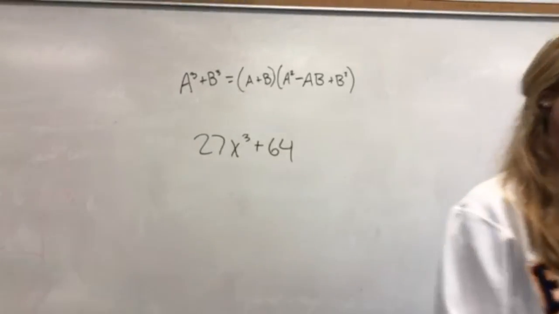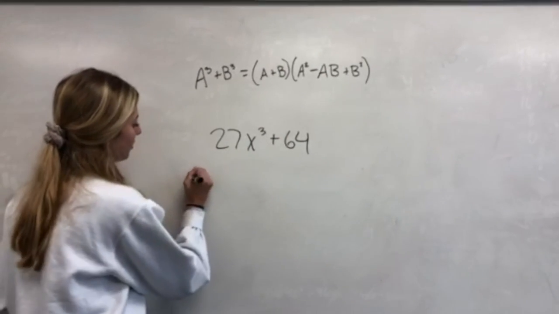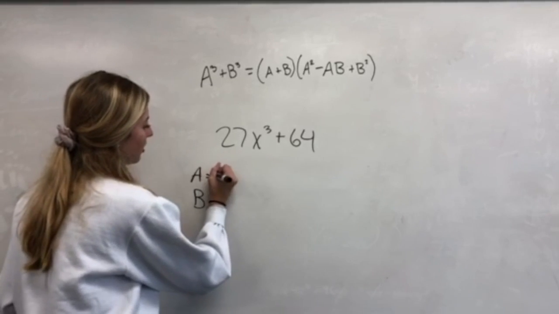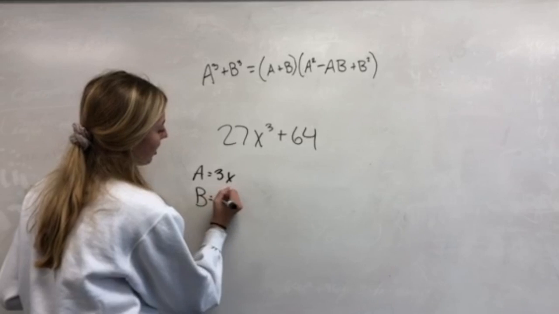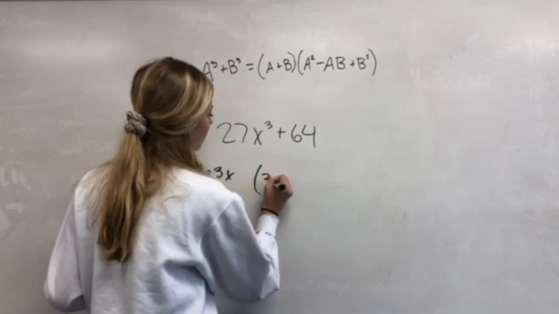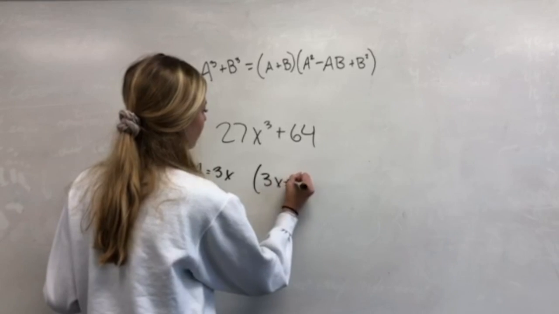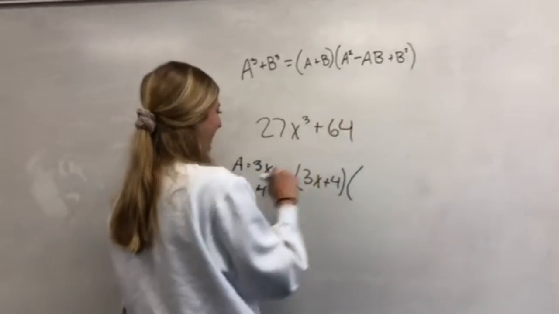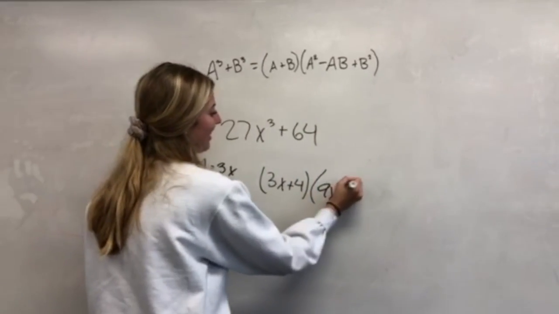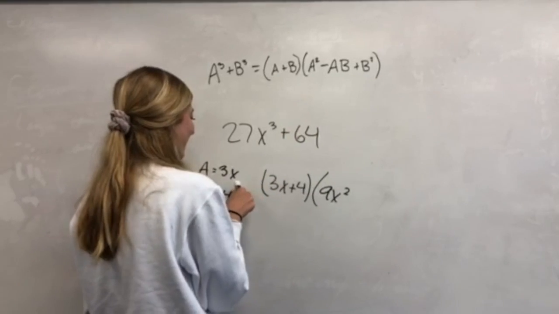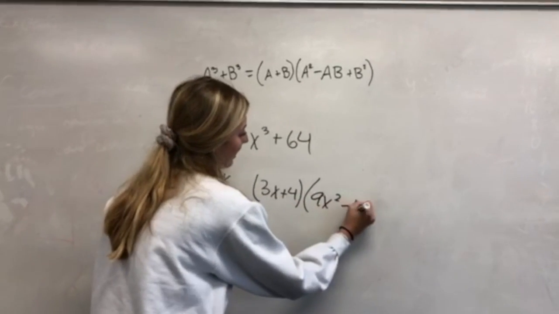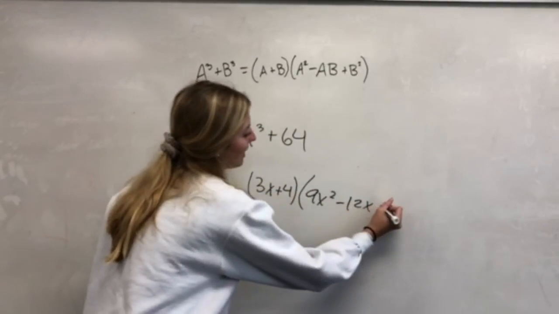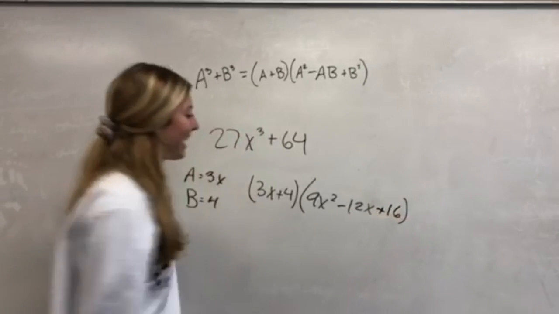Okay, now you can try this. So we take the cube root of 27x cubed, which is 3x, and the cube root of 64, which is 4. So plug into the equation, 3x plus 4, and then a squared, so 3x squared, which is 9x squared, and then a times b, which is 3x times 4, so it's negative 12x, and then b squared, so 4 times 4, 16. And that's your answer.